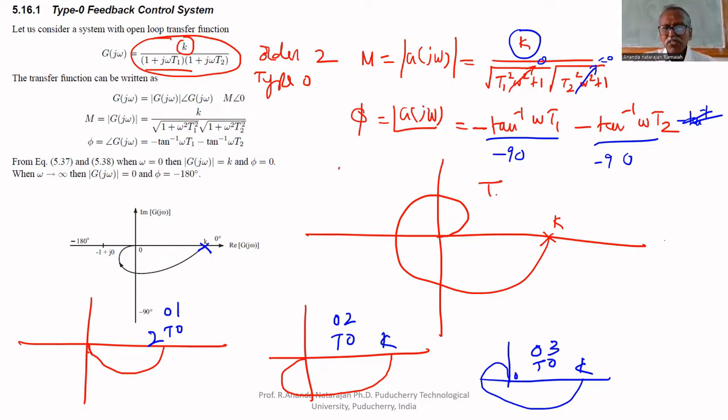So for a type 0 system, it starts at the positive real axis and ends at the origin, at an angle of minus 90 for first order, minus 180 for second order, minus 270 for third order, and minus 360 for fourth order.